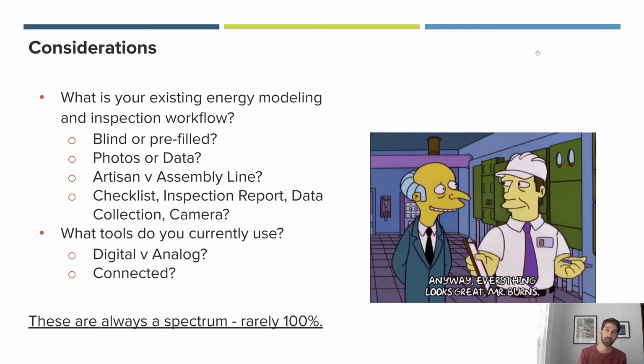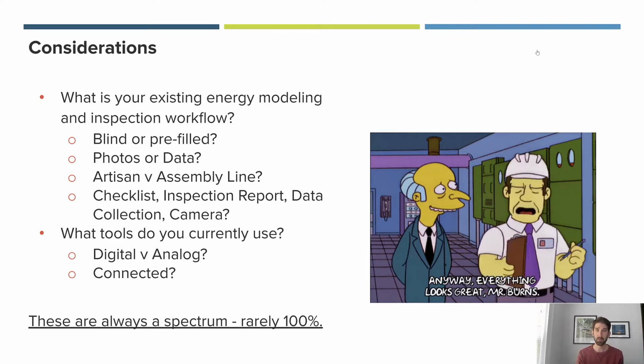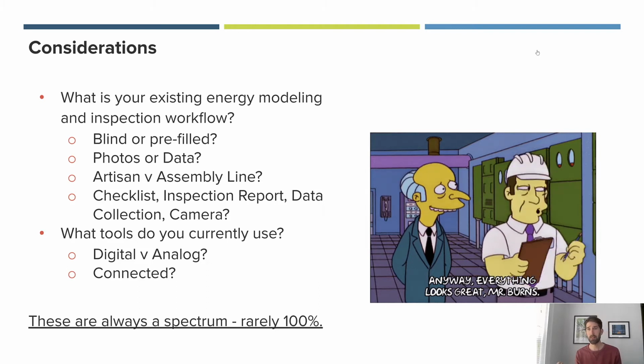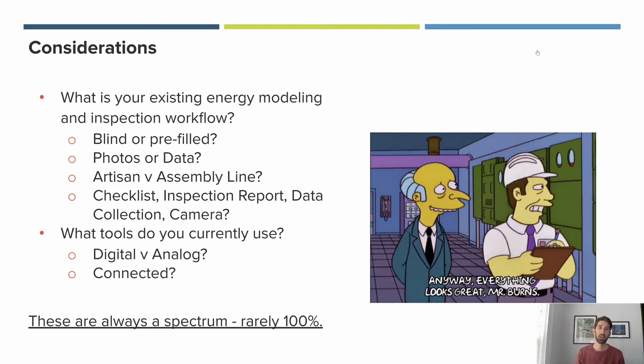There's kind of 4 points here. There are dichotomies. You could be either or, but it's rarely all or nothing. It's usually a spectrum. So do you do blind inspections or have pre-filled inspection forms? Blind meaning you know nothing about the home when you arrive. Pre-filled meaning your inspection app is completely filled out and you're just verifying what you expected to be there is actually there.